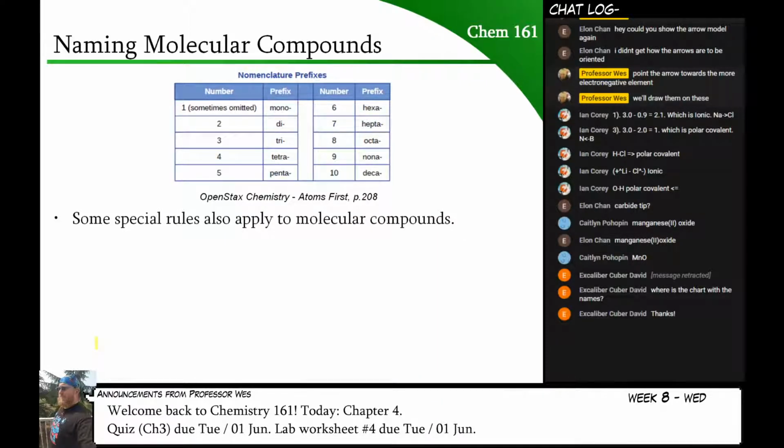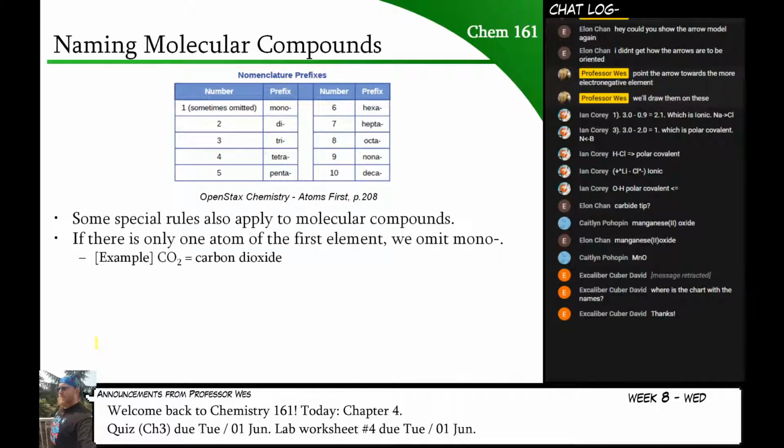On the screen are the numeric prefixes. Mono, di, tri, tetra, penta, and then from then on it's just shapes. Hexa, hepta, octa, nona, deca. We have some extra exception rules that are applied here when naming. The most common one is that whenever you have one of the first atom, you don't write mono. So for CO2, for example, you do not write monocarbon dioxide. The mono is implied for the first element. You do not need to write it if there's only one. So for CO2, I would write carbon dioxide.